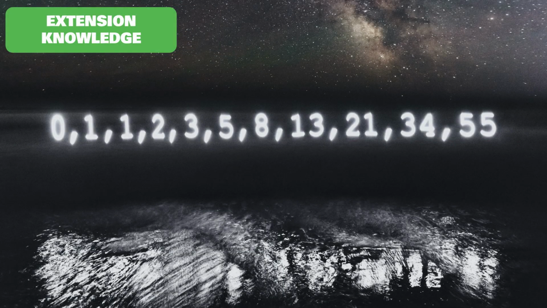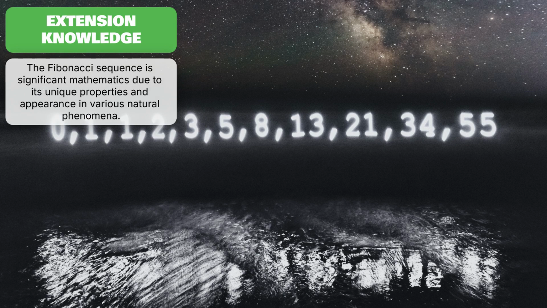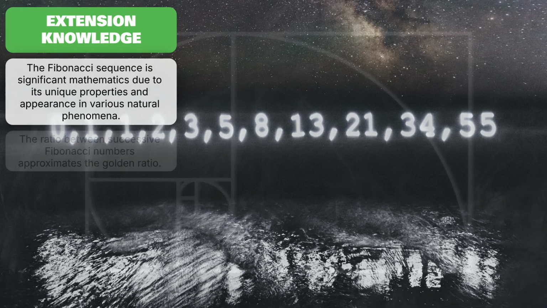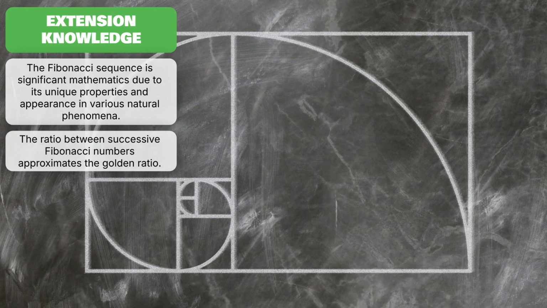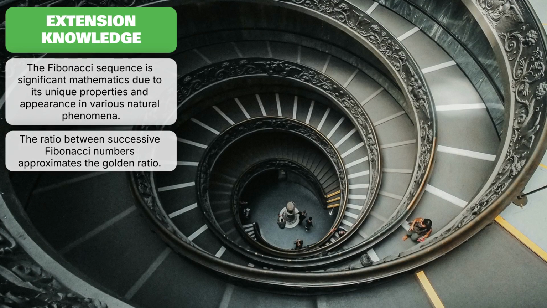The Fibonacci sequence is significant in mathematics due to its unique properties and its appearance in various natural phenomena. The ratio between successive Fibonacci numbers approximates the golden ratio, which is approximately 1.618. This is a number that has fascinated mathematicians, scientists, and artists for centuries due to its aesthetically pleasing properties.